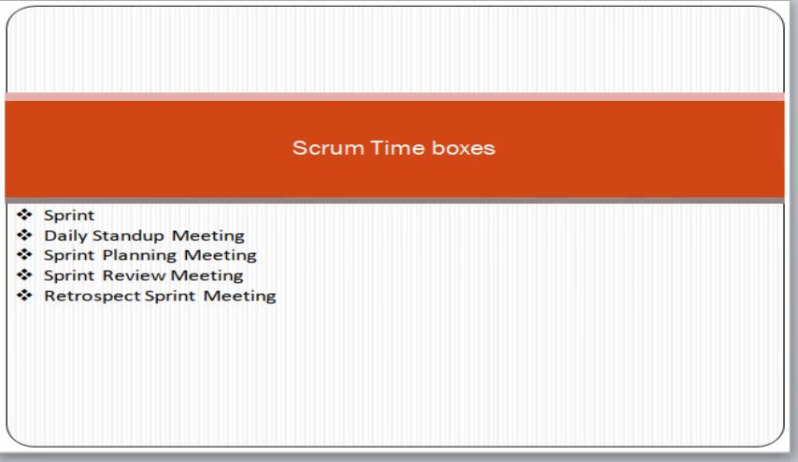So a sprint is a 3 to 4 weeks time period in which we are doing all the things: plan, develop, test and then deploy to the customer. So a sprint is a 3 to 4 week time period.